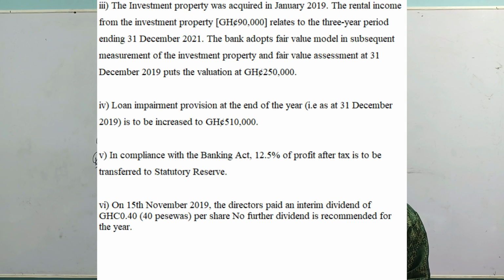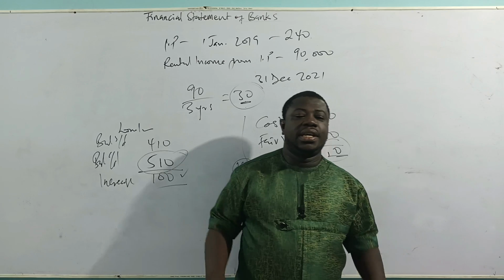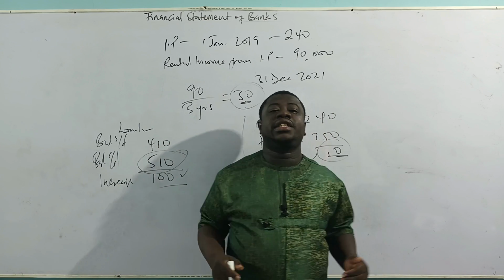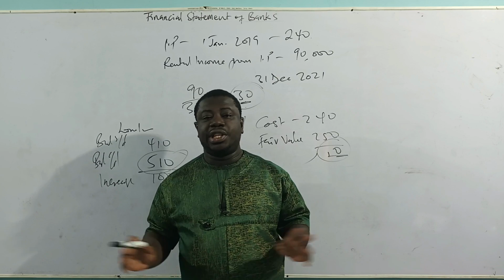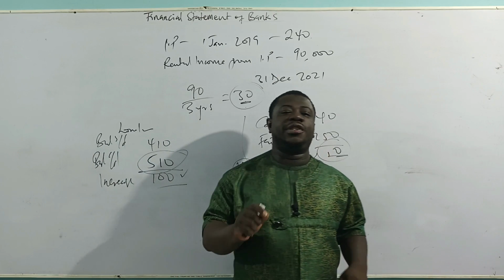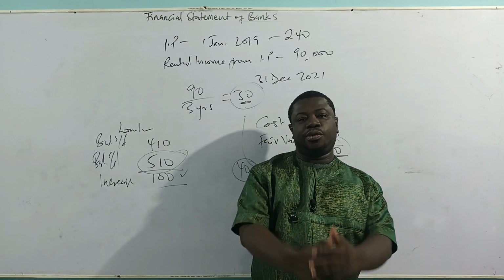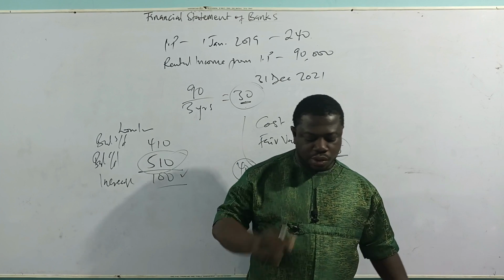Then the last but one. On 15th November 2019, the directors paid an interim dividend of 40 pesos per share. No further dividend is recommended for the year. So yes, there was a dividend payment of 40 pesos per share, and that is going into the statement of changes in equity. We are going to multiply 40 pesos by the total number of shares, and then we will subtract from the income surplus balance. So that is also no big deal.